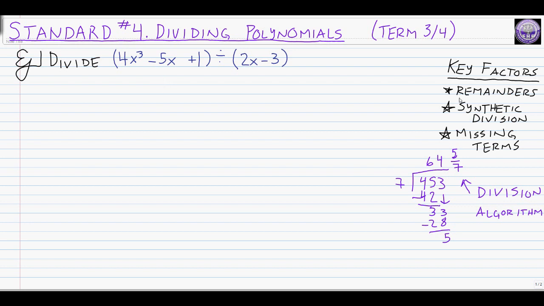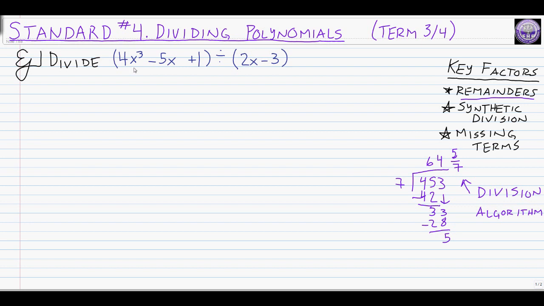As far as key factors here, when we get a remainder, we're going to do the same thing we did here. We'll put the remainder over the divisor, just the same way, so it'll almost look like a mixed number. It'll just be a polynomial one. Synthetic division we'll tackle in the second part. And then the missing terms part, it's not necessarily something that's readily apparent, but it basically allows us to make sure everything lines up really nicely. So let's go ahead and look at our first example so that I can talk about that specific piece.